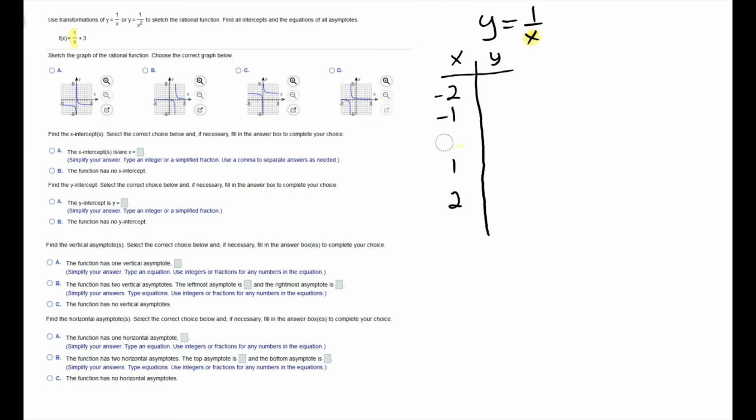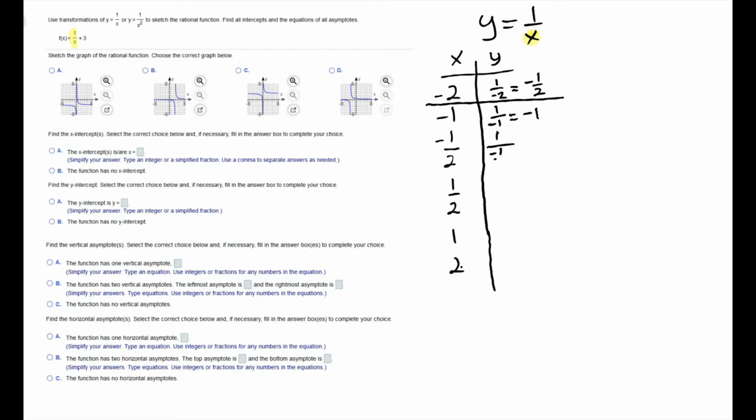So I'm going to take the 0 out, and because I can't choose 0, I'm going to choose some numbers that are close to 0. I'll choose a -1/2 and a +1/2. You're going to substitute that into the equation, so that would give me 1 over -2, which I'll call -1/2. Substituting a -1 in, 1 over -1, that's -1.